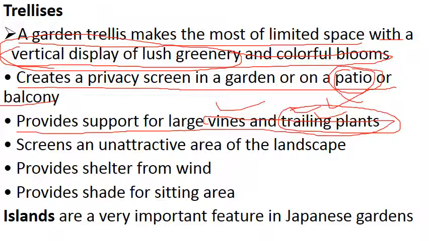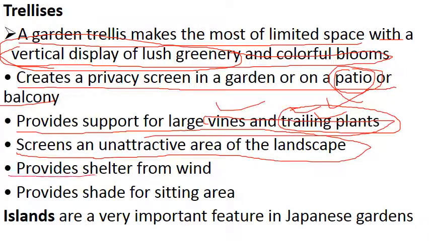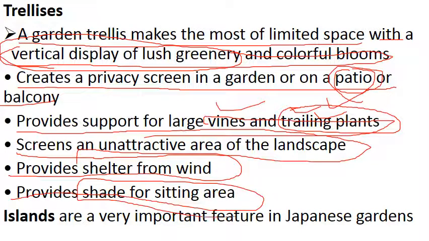Then a trellis screens an unattractive area of the landscape, and it provides shelter from wind. A trellis provides shade for a sitting area. Obviously shade, because on a trellis vines and trailing plants will grow, and then it will provide shade.